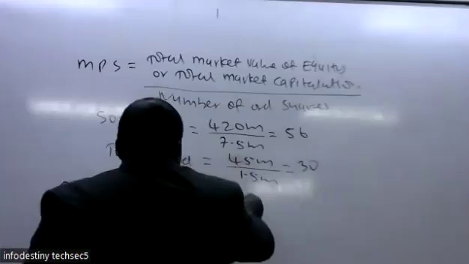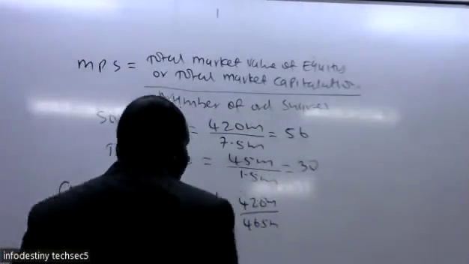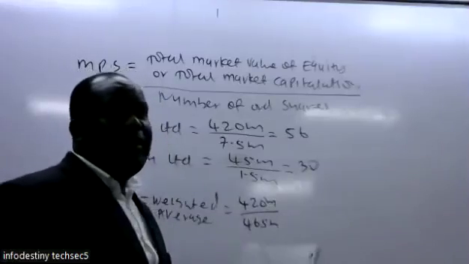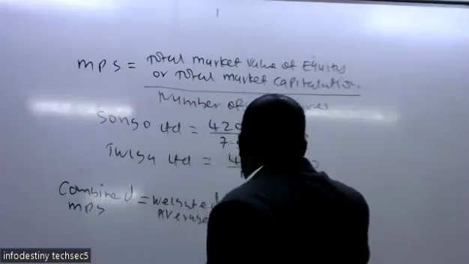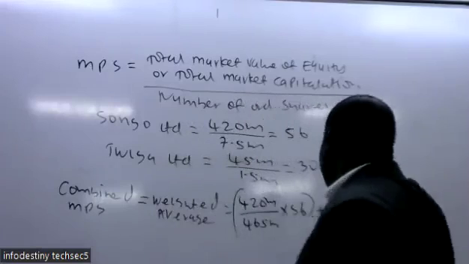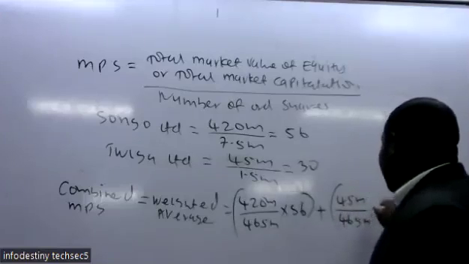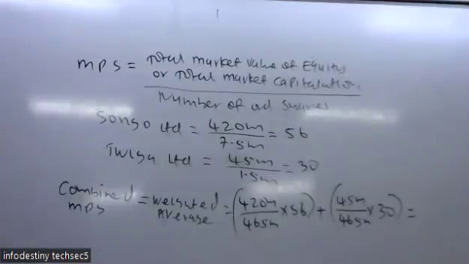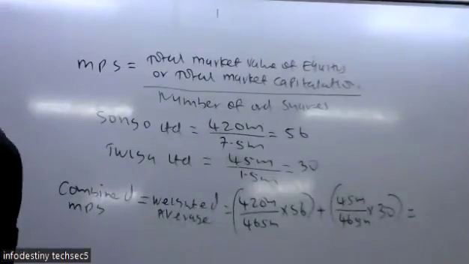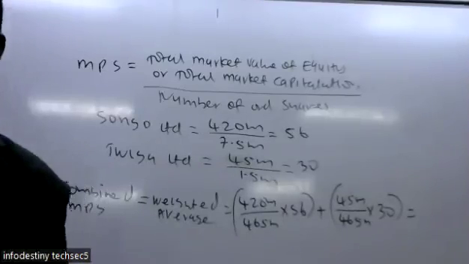So for Somco, you take 420 million, divide by the total, which is 465. That's now the proportion of Somco in the combined. Then after that proportion, multiply by 56. Then we add Twiga, you take 45 as its proportion, also divide by 465, then multiply by 30. So that's now how you combine them together to get the combined market price per share before the acquisition.